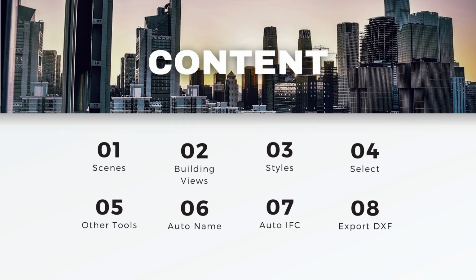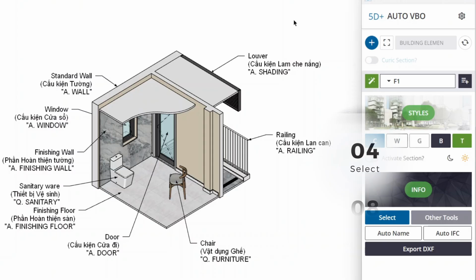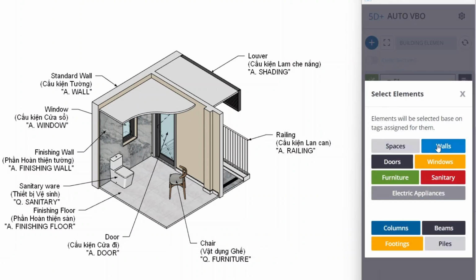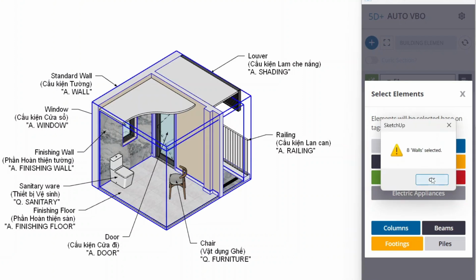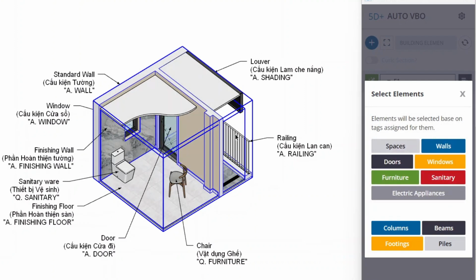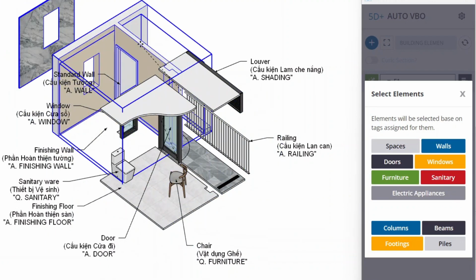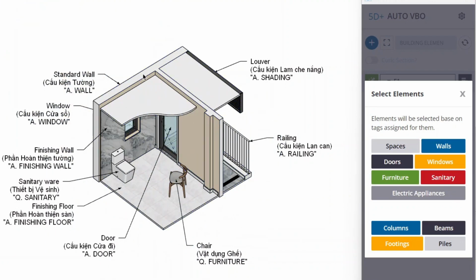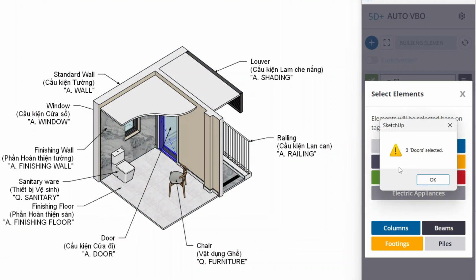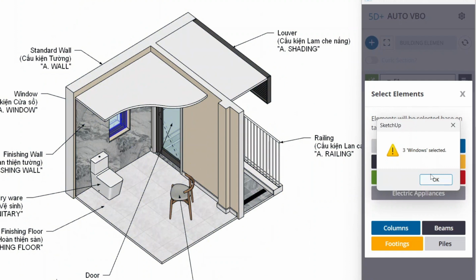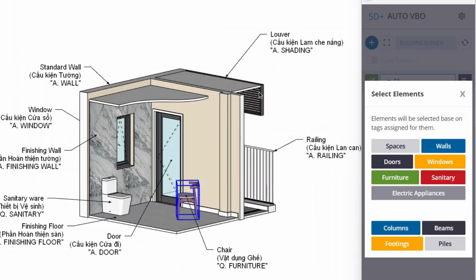Model number 2 is intended to understand tags properly. Click on the Select tool, and all walls will be selected. However, it says 8 walls because even hidden walls are selected. But you can just move the ones that are visible instead of double-clicking inside the group. Same thing goes with doors, windows, furniture, sanitary ware, and even electrical appliances.